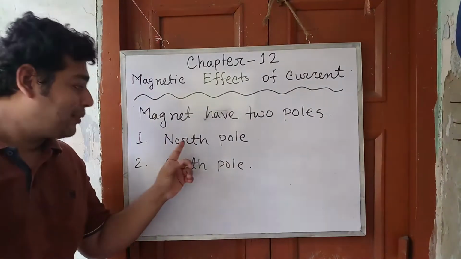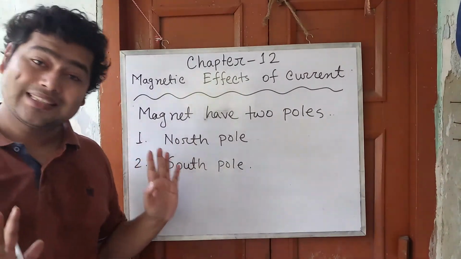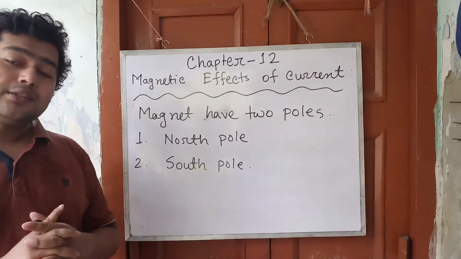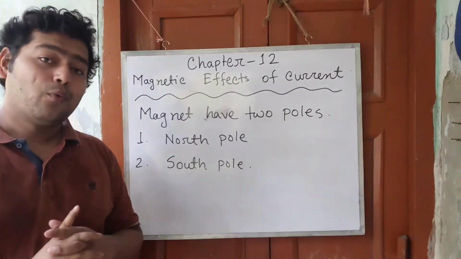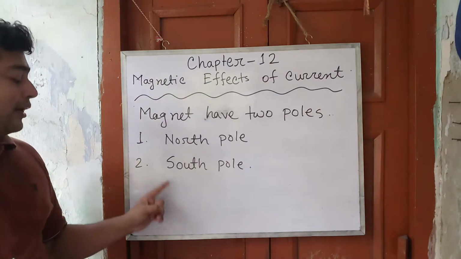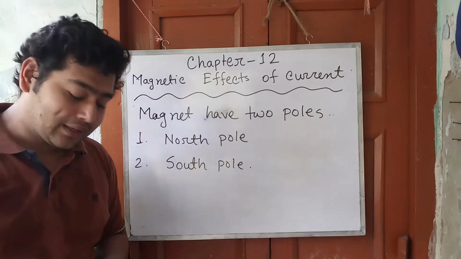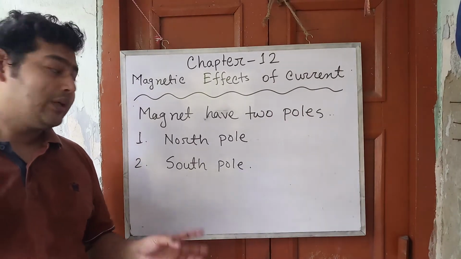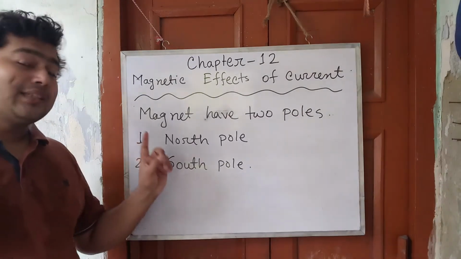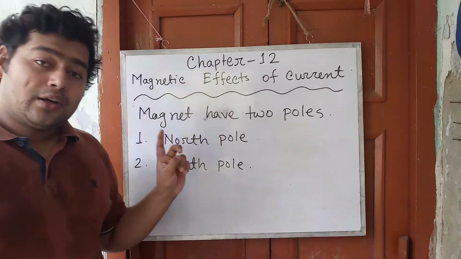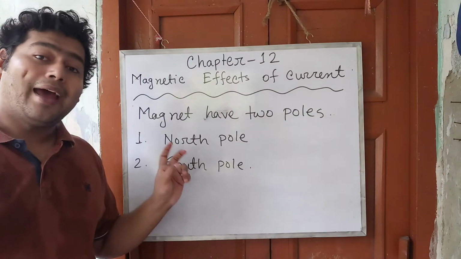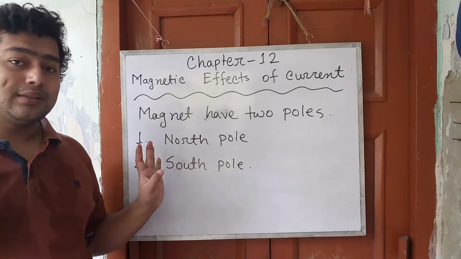We know that similar poles repel while dissimilar poles attract each other.